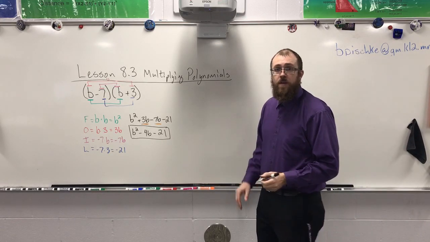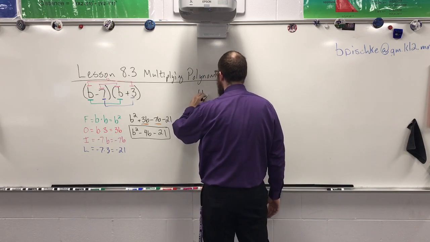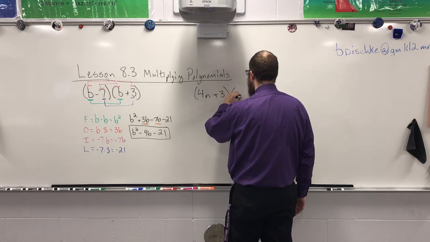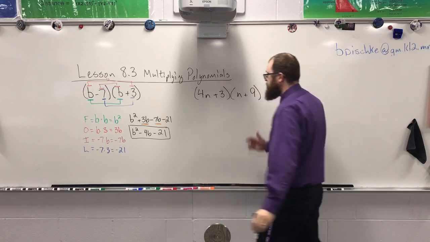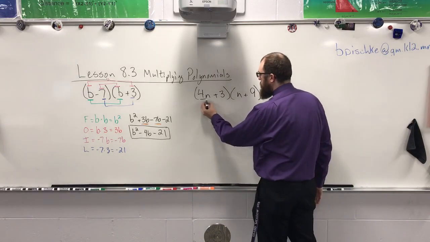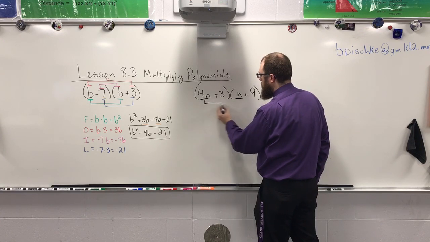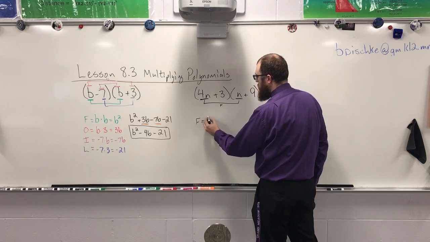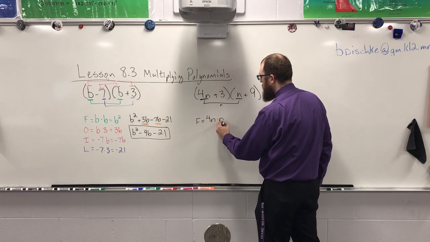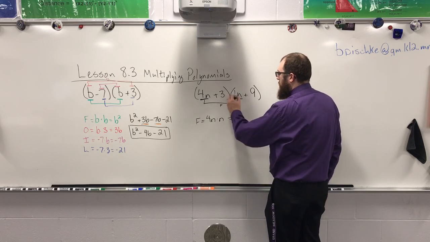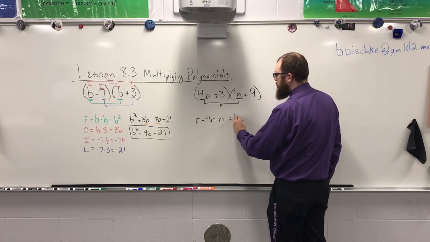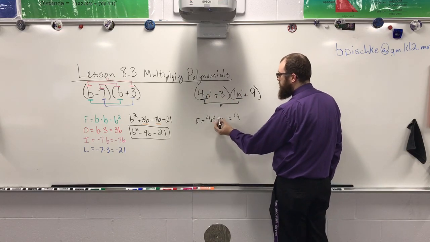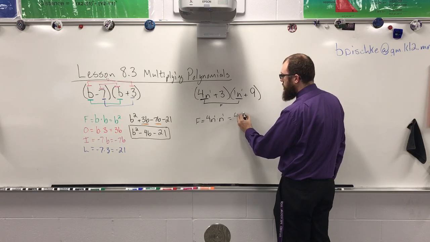Without color coding. Last example, 4n plus 3 times n plus 9. Firsts. When I don't color code, I like to label. 4n times n. Remember, I do coefficient times coefficient. 4 times 1 is 4. Power, power. I add the powers. n to the 1 and n to the 1 makes n squared.